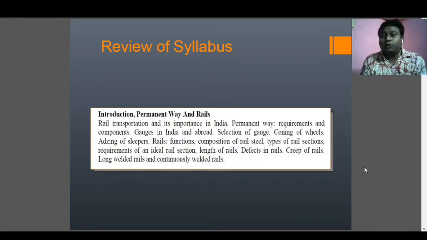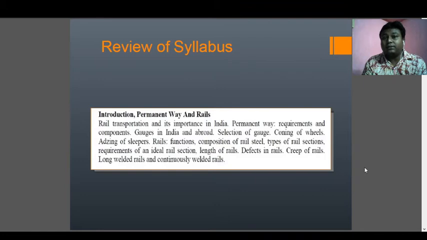There is a protocol that for the plain area, the gap will be 1.67 meter, and it is called the broad gauge. But if you go to the hilly area, it is meter gauge. Meter gauge means a width of 1 meter. So there are various types of gauges, and this classification is given by the IRC.